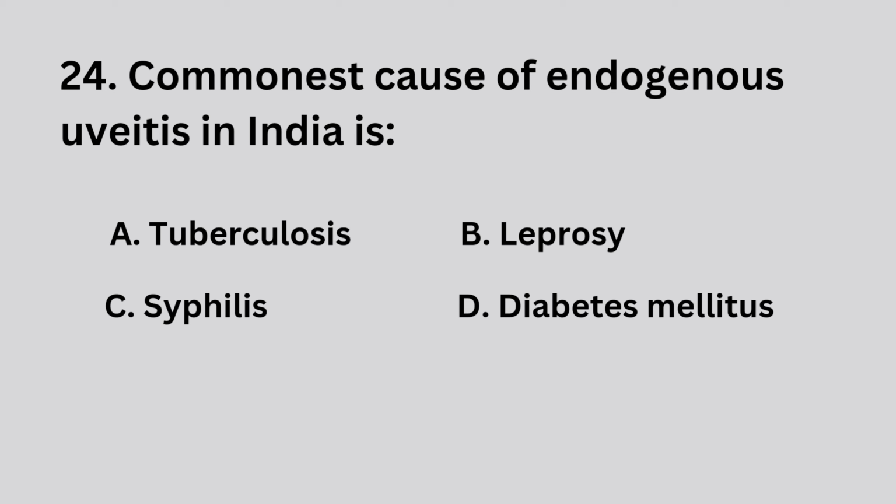Next question. Commonest cause of endogenous uveitis in India is option A, tuberculosis. Option B, leprosy. Option C, syphilis. And option D, diabetes mellitus. Correct answer is option A, tuberculosis.